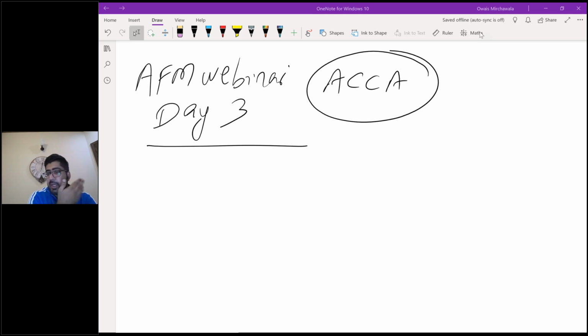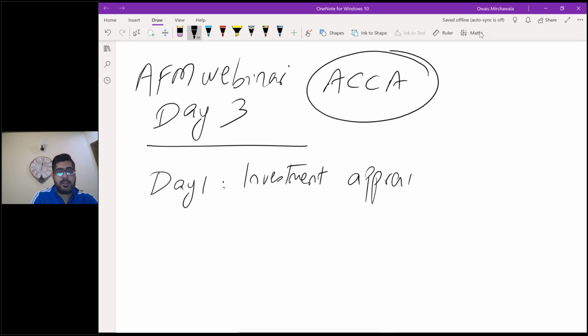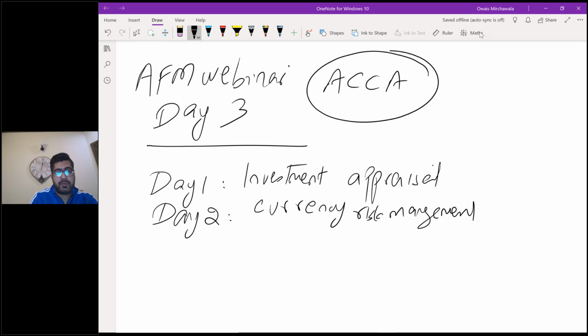We have already had 2 sessions, yesterday and the day before. As far as day 1 was concerned, we covered the investment appraisal question. As far as day 2 is concerned, we covered currency risk management. 3 techniques were covered: futures, options, and forward exchange contracts.